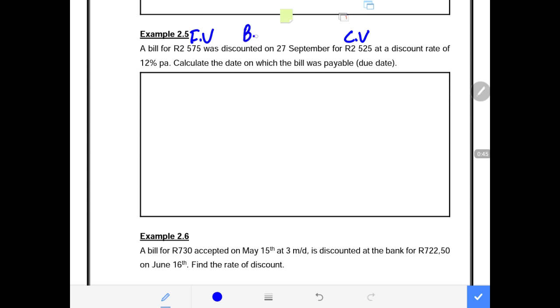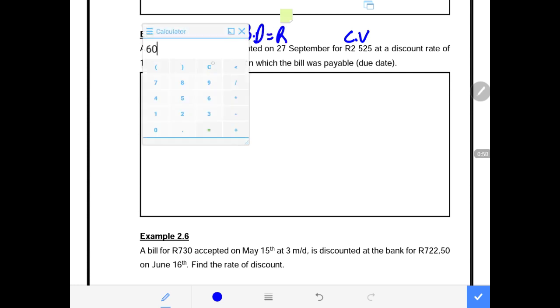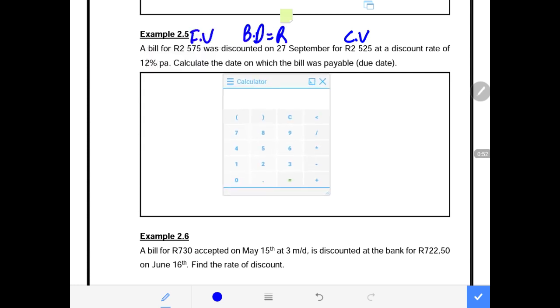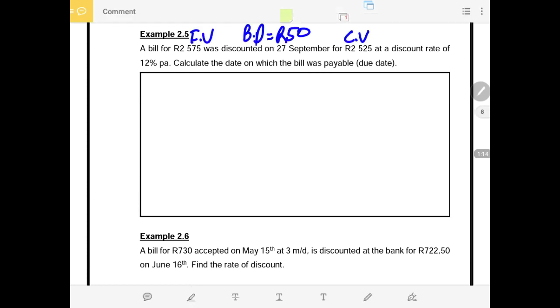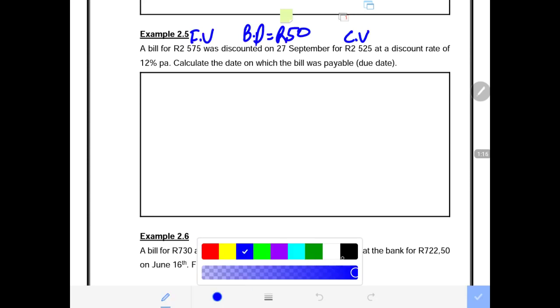And we can say that the banker's discount in this case will be the difference between the face value of the bill and the cash value of the bill. Then let us say 2,575 minus 2,525, and we can see that the banker's discount will be 50 rand. So the interest that the bank has charged is the interest of 50 rand.